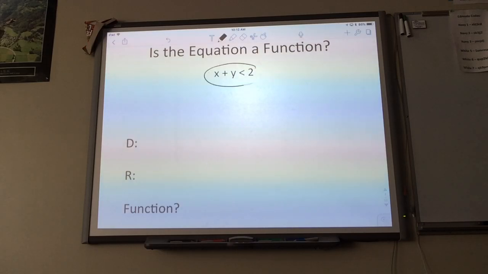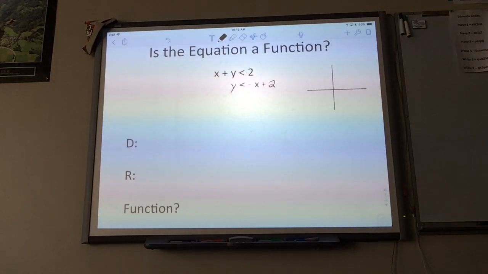I don't like the way that it looks now. Y is less than negative x plus 2. Okay, so I just made it equal y equals mx plus b, so it's easier to put on the graph. Again, I would assume we know how to graph y equals mx plus b. I'm going to put a graph over here on the side and just quickly graph that.